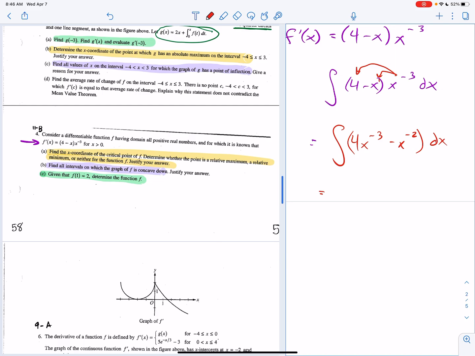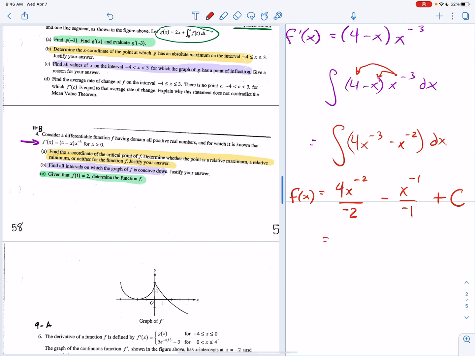Okay, this is really 4x to the negative 2. Remember, you have to add 1, okay? over the same power minus x to the negative 1 over the same power. And don't forget your plus c, because there were no bounds here, okay? So this right here is f of x, all right? So we're almost there, but the c is kind of in the way.